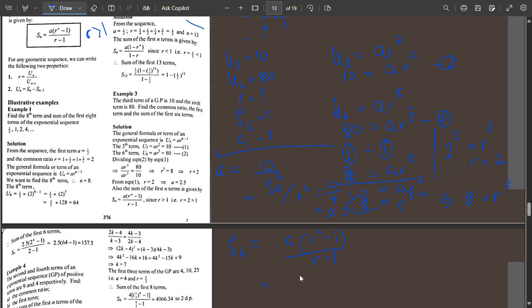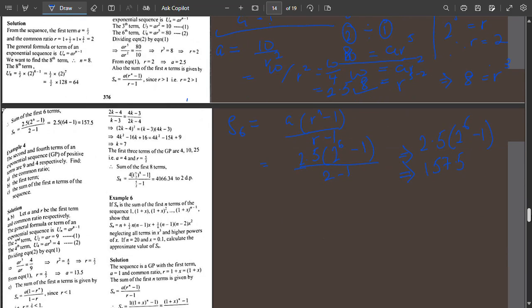So A is 2.5, R is 2, N is 6 minus 1, all divided by R, 2 minus 1. That will be the denominator, making 1. So we have 2.5 multiplied by 2^6 minus 1. If you compute this with a calculator, you get 157.5. And that is your answer.